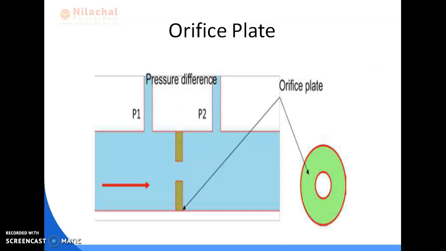Here we can see the construction of orifice plate. This is a pipe where the fluid is flowing. In between that pipe, we will fix the orifice plate, and due to the fixing of orifice plate, the pressure of the fluid will change. Before the orifice plate, suppose it has the pressure P1, and after crossing the orifice plate, suppose it has the pressure P2. And due to this pressure difference, we can measure the flow of the liquid.